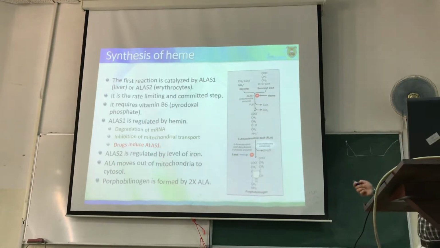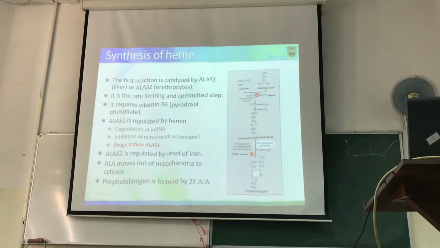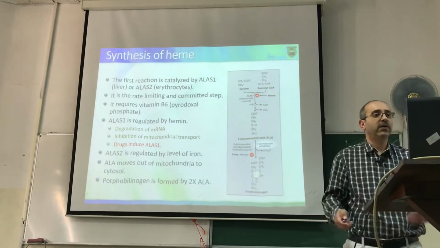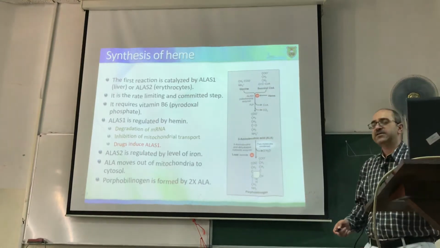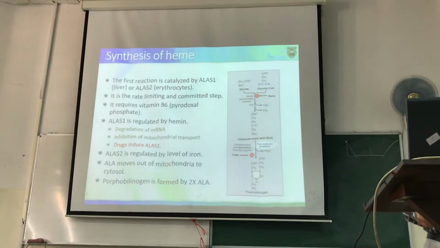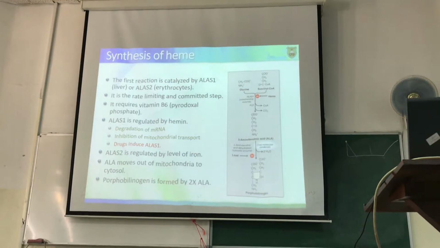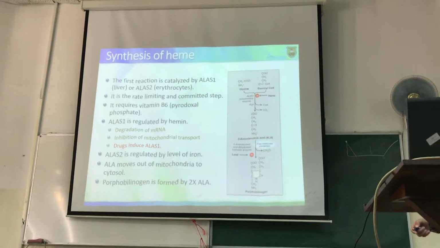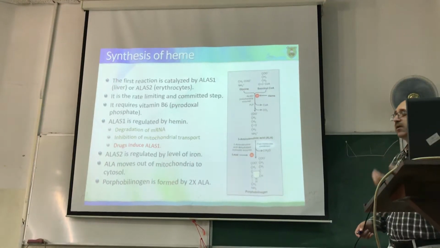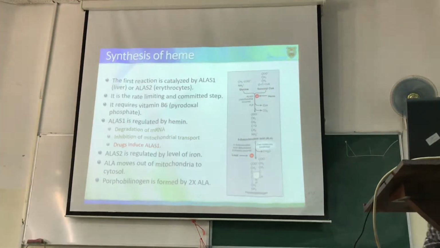ALA synthase 2 is regulated by iron, whereas ALA synthase 1, the liver enzyme, is regulated by hemin, whereby you have induction of the degradation of the messenger RNA, reducing the level of ALA synthase in cells, as well as inhibition of the transport of ALA synthase from the cytosol to the mitochondria. That's where the first reaction takes place. We reduce the level of ALA in cells.